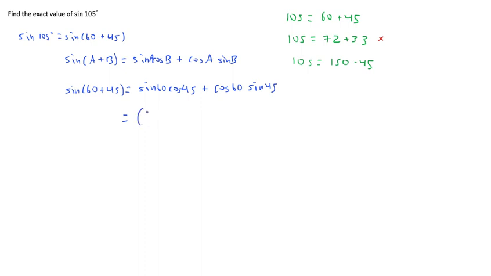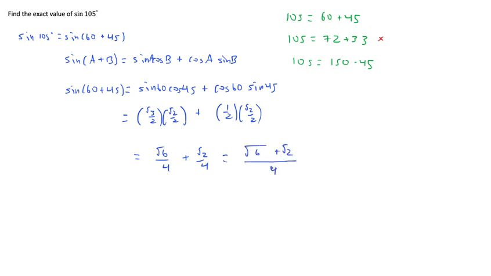The sine of 60 is rad 3 over 2. The cosine of 45 is rad 2 over 2. Plus the cosine of 60, which is 1/2, and the sine of 45, which is rad 2 over 2. So when we go ahead and simplify, we get rad 6 over 4 plus rad 2 over 4, which when combined gives us rad 6 plus radical 2 all over 4.